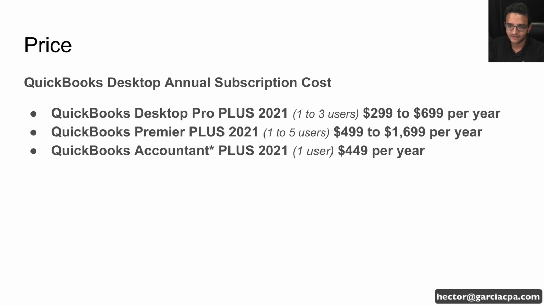Now, if you wanted to get 5 user licenses of QuickBooks Desktop Accountant, you're going to be paying $449 per year per license. At that point, it might make more sense to look at Premier Plus or purchase a permanent license of QuickBooks Accountant instead of the annual Plus subscription.